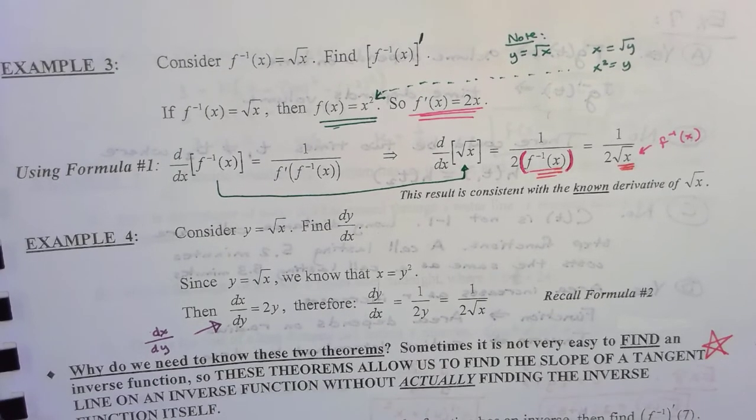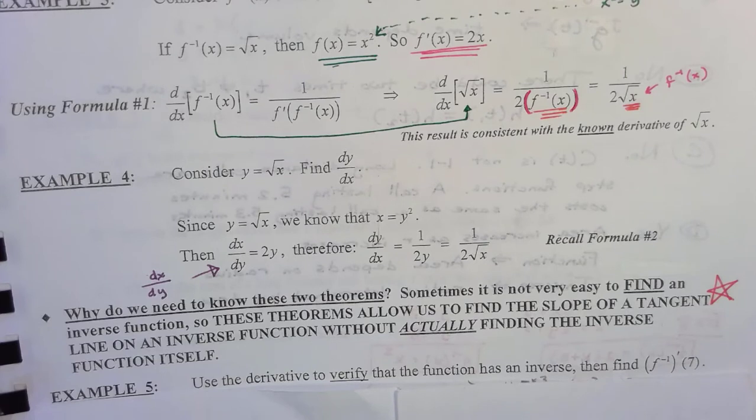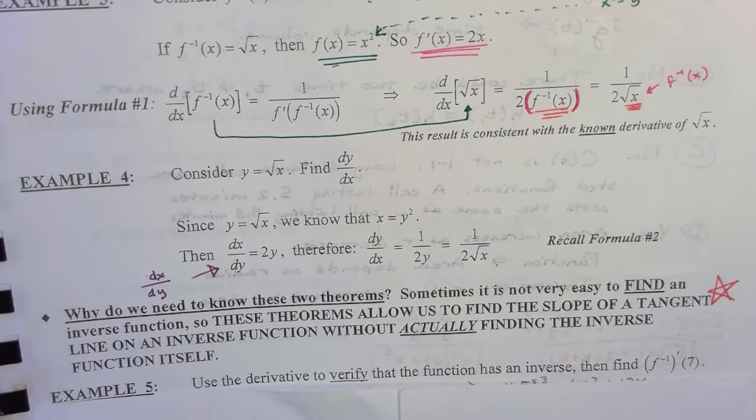Why do we need to know these theorems? Sometimes it's not very easy to find an inverse function. So these theorems allow us to find the slope of a tangent line on an inverse function without actually ever finding the inverse function itself. That's why this is powerful.